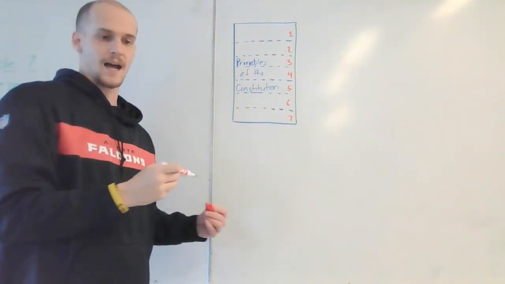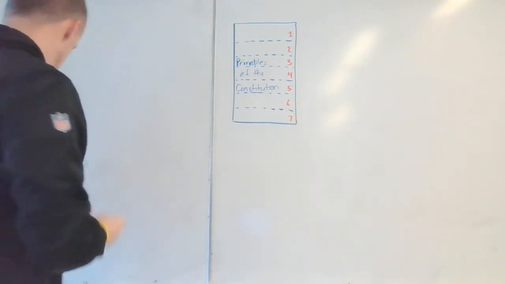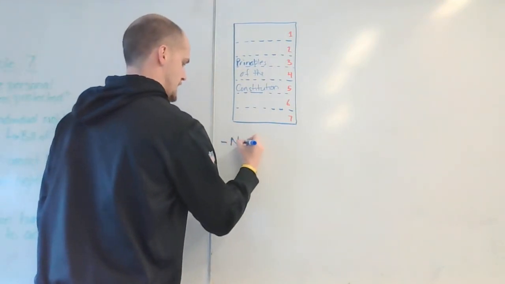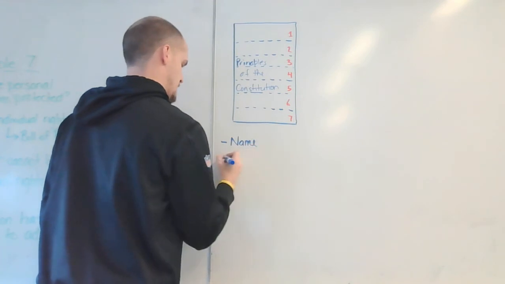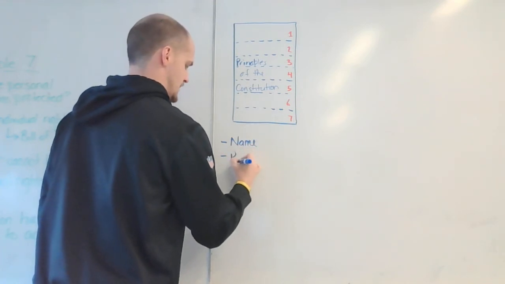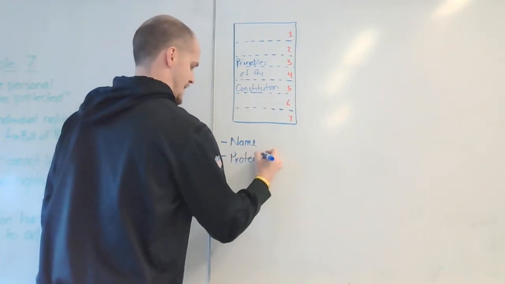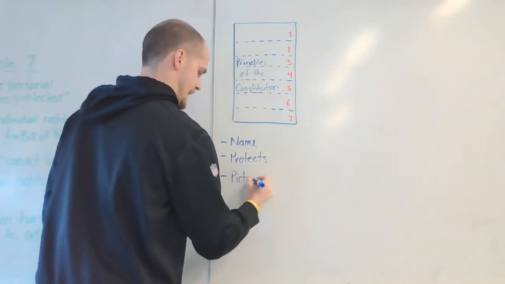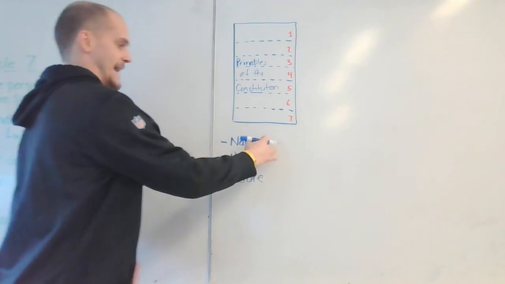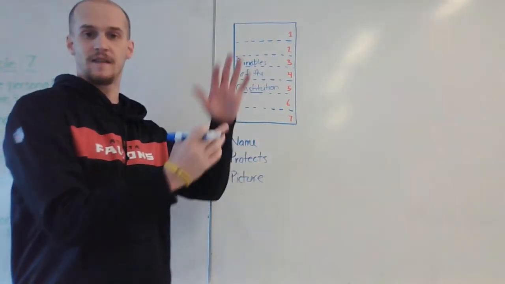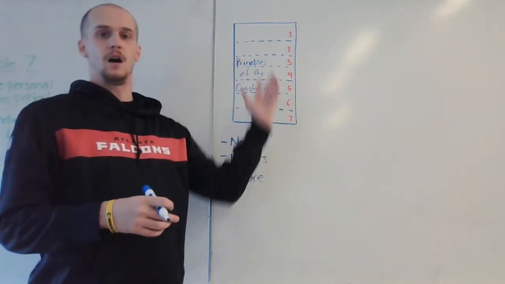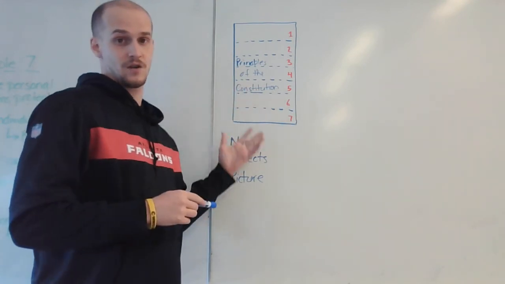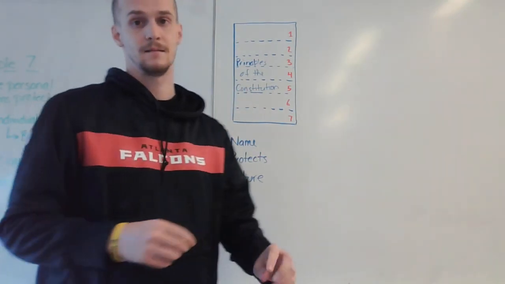And on the inside, put the name of the principle, what it protects, and draw a picture. So I want the name, what it protects, and a picture on the inside of each flap of the 7-flap Principles of the Constitution foldable. This is your assignment for the day.